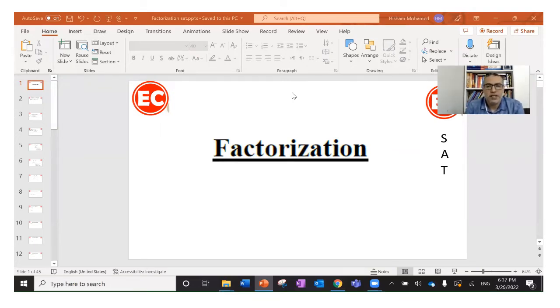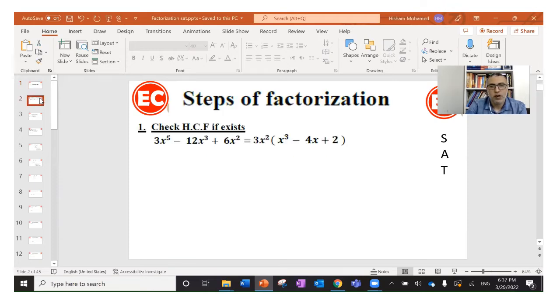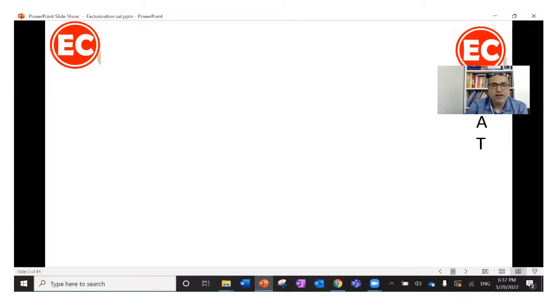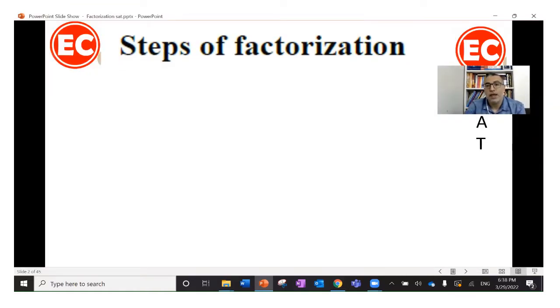Bismillah. Factorization and how to use the factorization method of solving to solve the SAT question. Before we go to the factorization, all we have to understand is how we use the factorization. If you have a question for factorization, there are some steps before you go to the question.